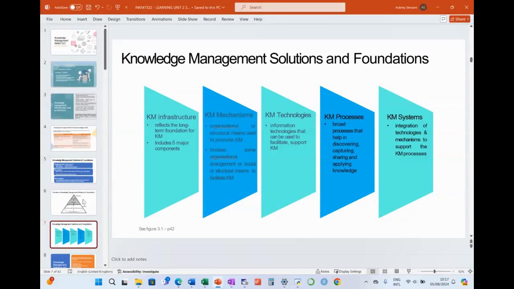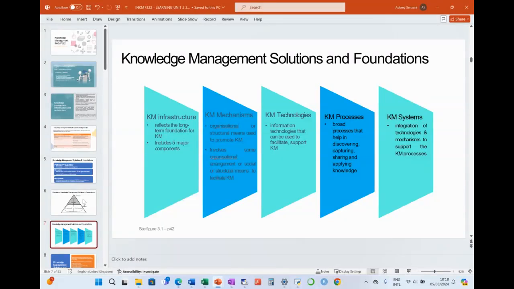Now here you get a little bit more of a breakdown of the different aspects that we had on the previous slide. So infrastructure, what are we talking about there? It reflects the long-term foundation for knowledge management. It includes 5 major components. That's what we're going to be focusing on today, the 5 major components.